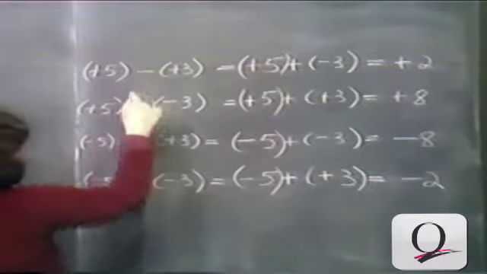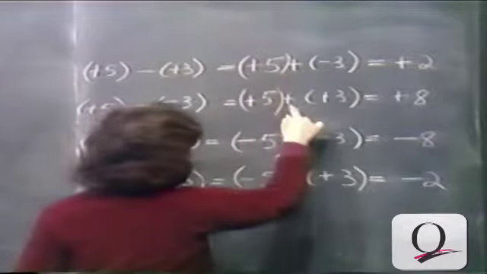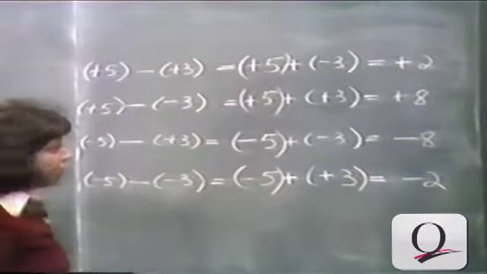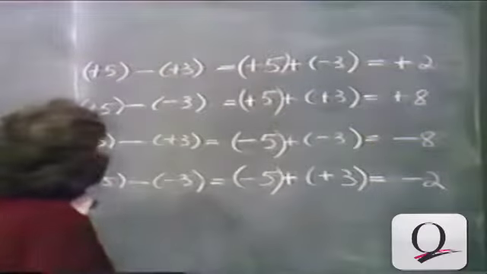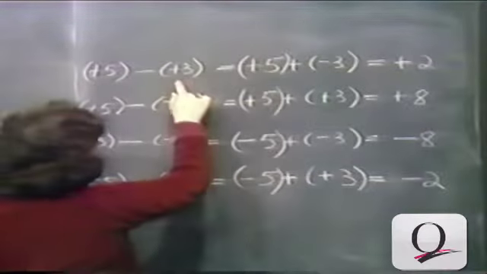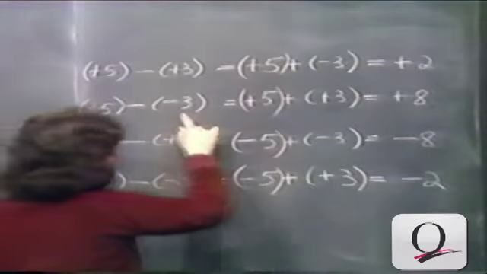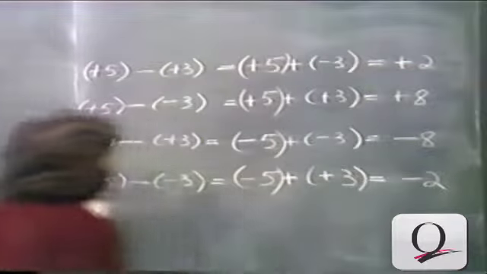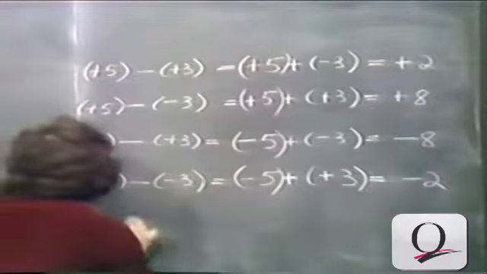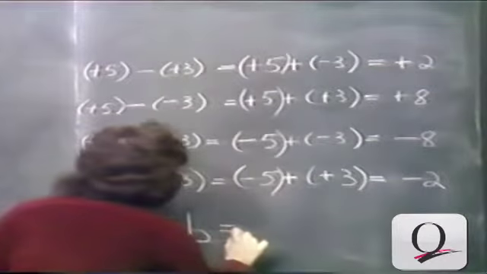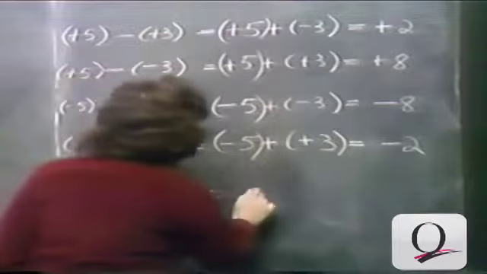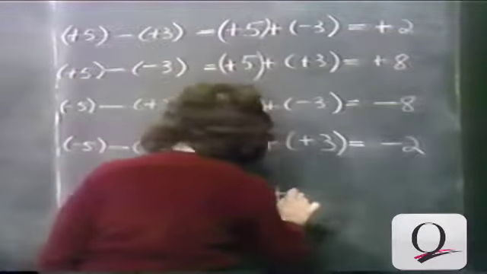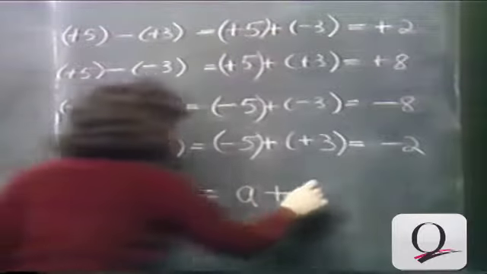In each case, the subtraction was changed to an addition. And the second number, that is the number being subtracted, was changed to the opposite. Plus 3, the opposite was minus 3. Minus 3, the opposite is plus 3. So it seems that we might be able to develop a rule like this. If you want to subtract two numbers, A minus B, you seem to get the same answer if you change the subtraction to addition and you change the second number to its opposite.